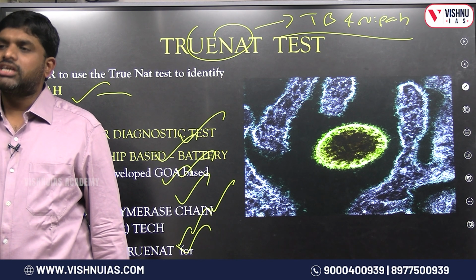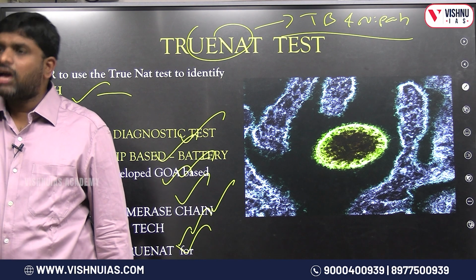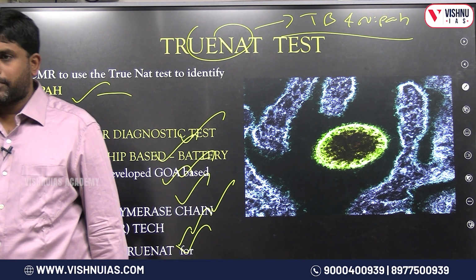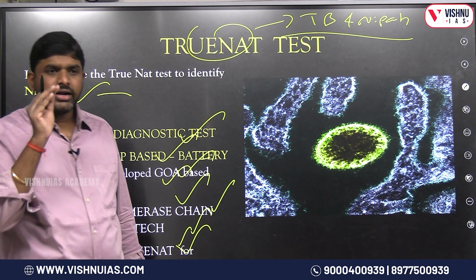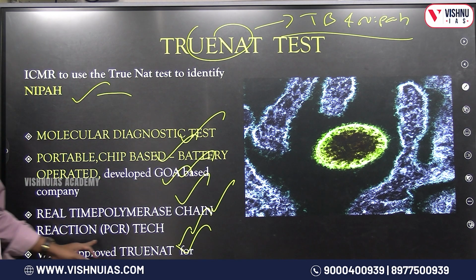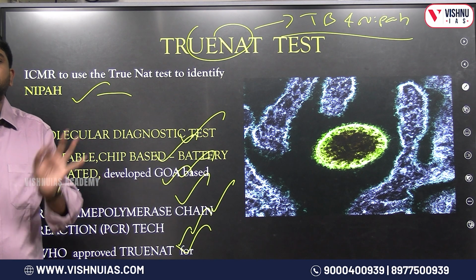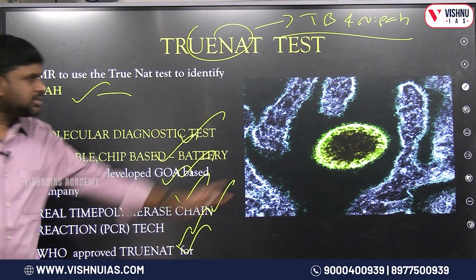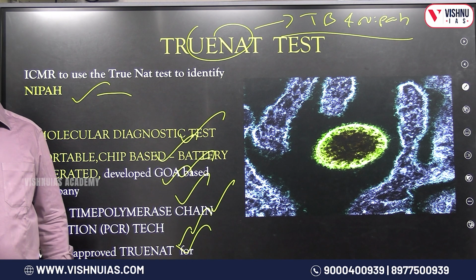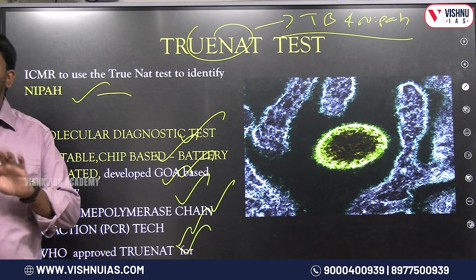The Truenet test is for testing TB as well as Nipah. Earlier it was used for TB, now they have also shifted it to Nipah. Truenet test: which technology does it use? Polymerase chain reaction technology. Polymerase chain reaction means DNA. In a virus, it is RNA. In bacteria there will be DNA, in a virus there will be RNA.